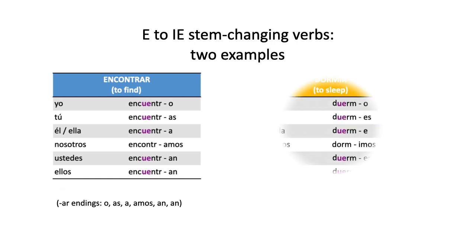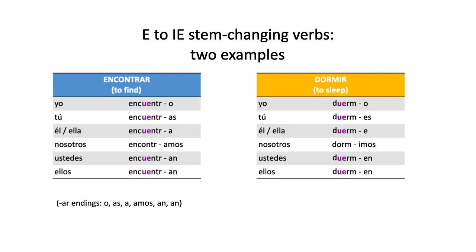Another example, dormir. Again, an O to UE stem changing verb, right? So it's not yo dormo, it's yo duermo. It's not tú dormes, it's tú duermes, right? I changed that O for a UE, and I do not change it for nosotros because that is the rule: dormimos, right? And where did these endings come from? From the ir endings, right? Because it's dormir, okay? It's quite simple actually, right?